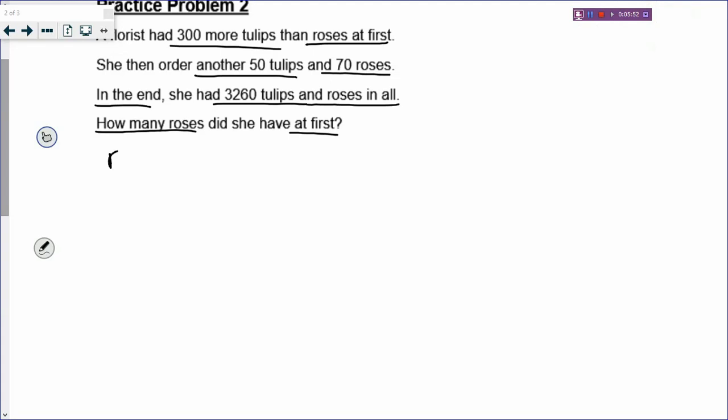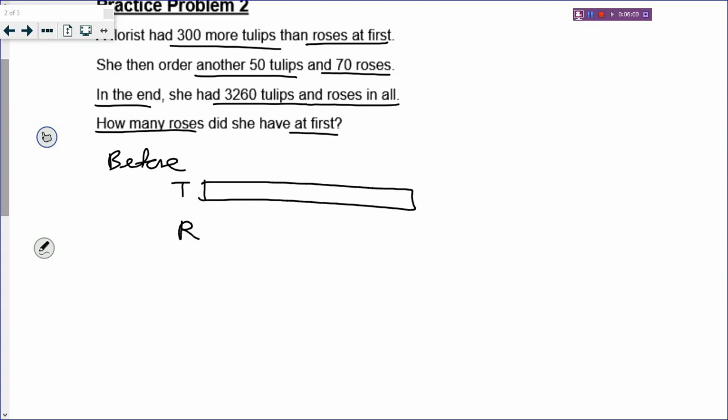So you have the before, all right? She had 300 more tulips. So draw a long rectangle for tulips. And the roses, you just draw half the length of the longer rectangle, or shorter. Okay? So that you can really see the difference here, which is 300 more.